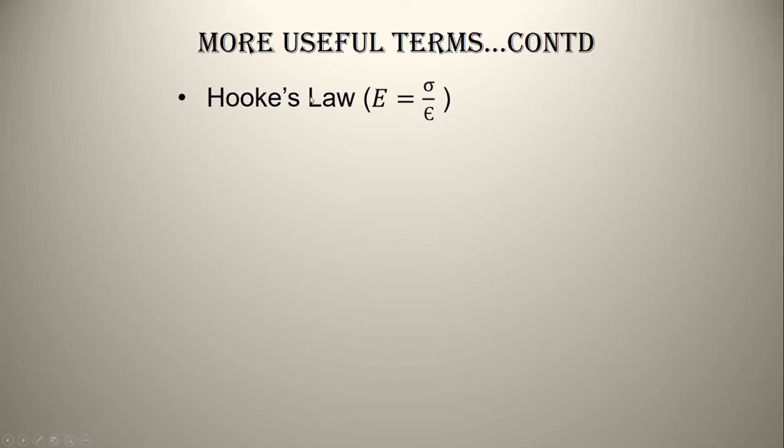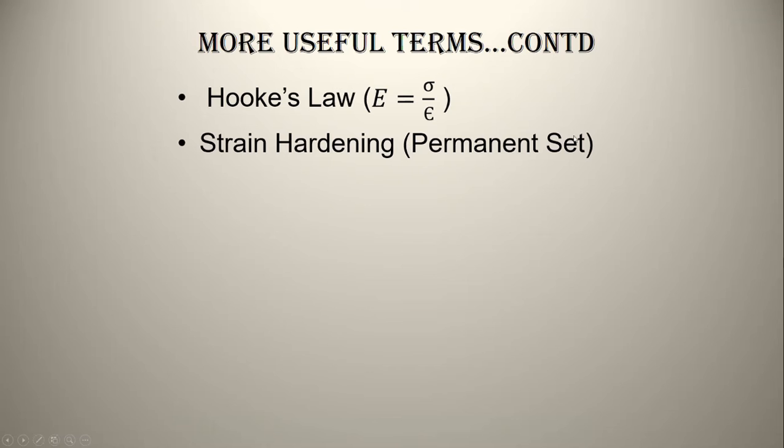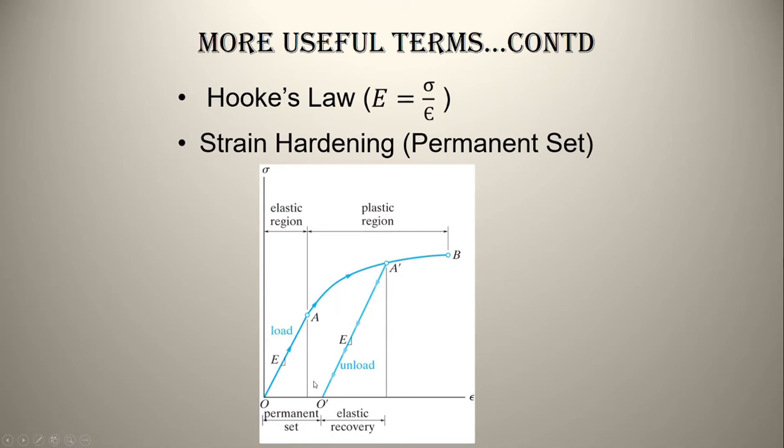So this law is also called Hooke's law, the Young's modulus, which defines the Young's modulus. Another important term for you, Hooke's law. Then strain hardening or permanent set, I just explained to you. Strain hardening is when you get a permanent set. And that is what I just showed you. The elastic recovery is not a full elastic recovery if you are in the plastic region. So these regions you should know: elastic region, plastic region, and permanent set, and strain hardening. These are the terms you should know.